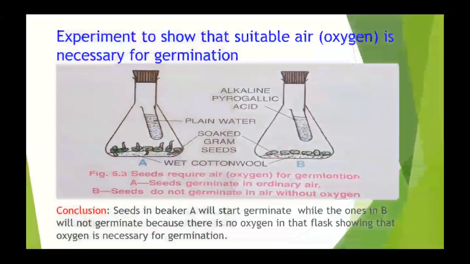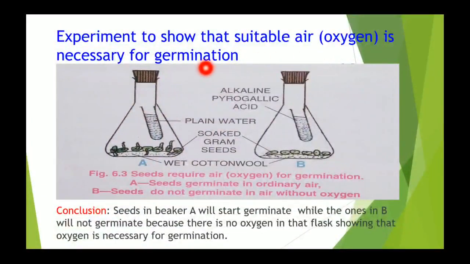Now the next experiment is to show that oxygen is necessary for germination. This time we have to take two flasks, and wet cotton wool. Take wet cotton wool, and name the flasks A and B. Keep an equal quantity of seeds in both the flasks.